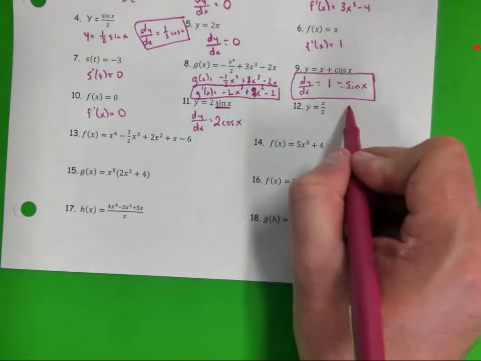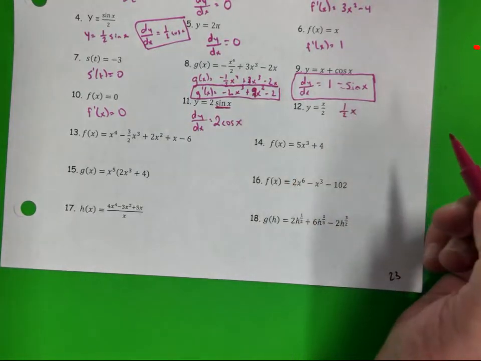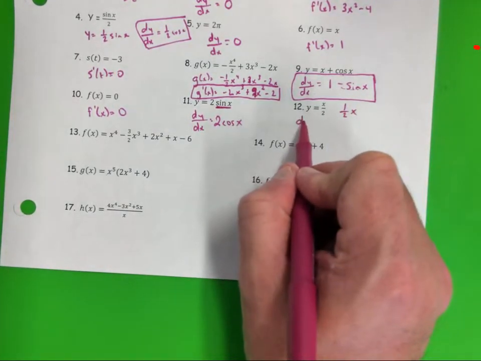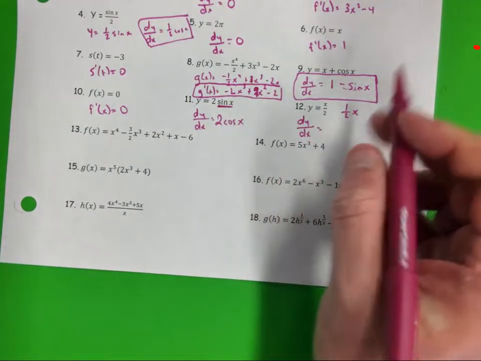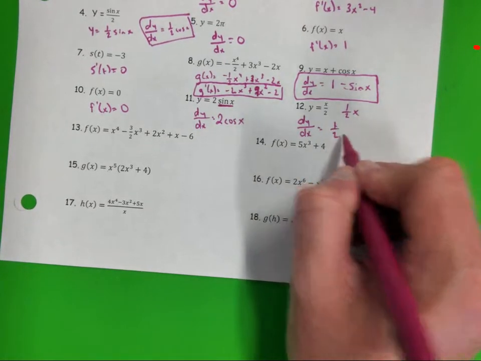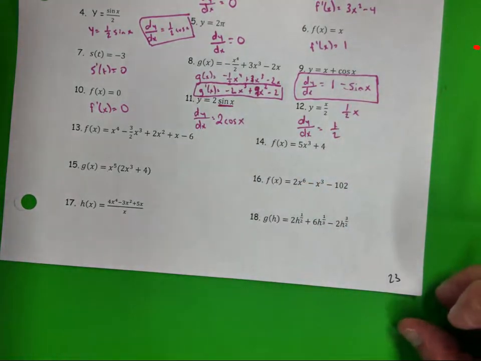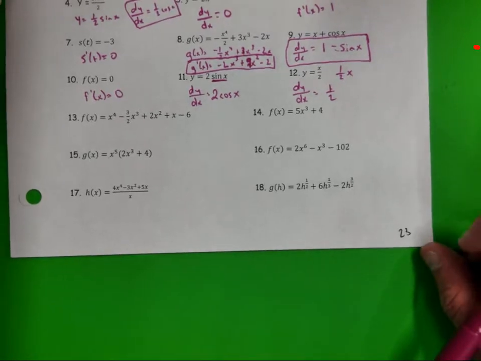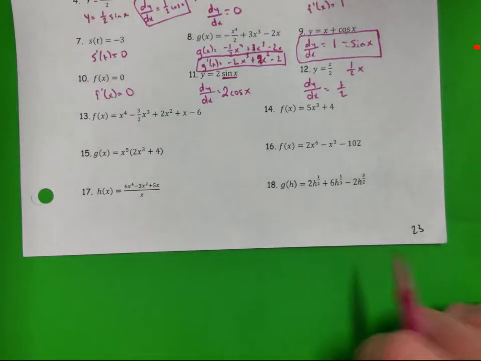Number 12, I can rewrite that as 1/2 x, can I? So what's the derivative of that right there? 1/2 x with the derivative would just be what? 1/2, correct. Let's get to harder ones, or longer ones.